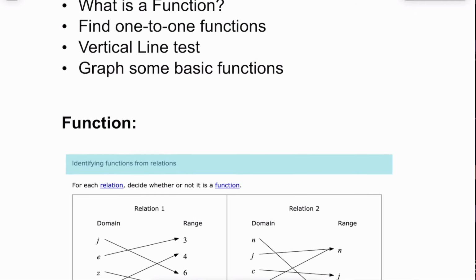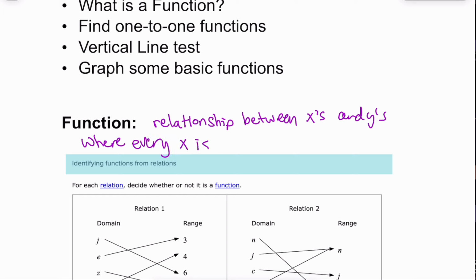Now remember, a function is a relationship between x's and y's, where every x is paired up with exactly one y. So what do I mean by that? Well, that means that every x we know specifically is only paired up with one y. It doesn't tell us how many times the y is used. It is just a relationship where x is just used once.